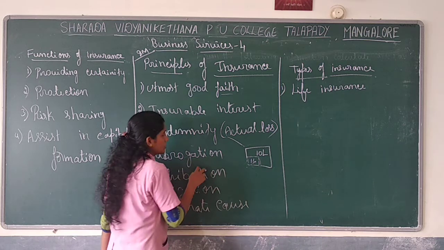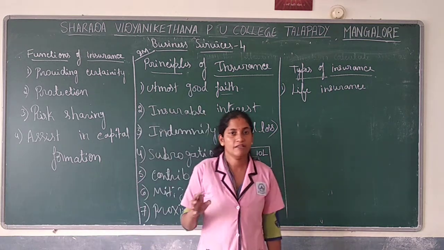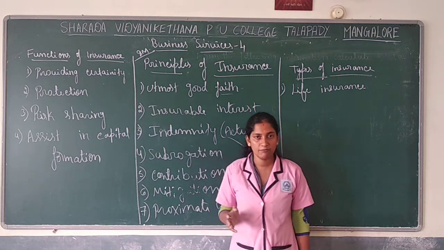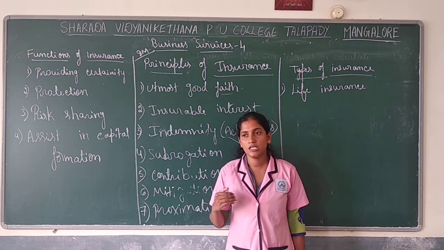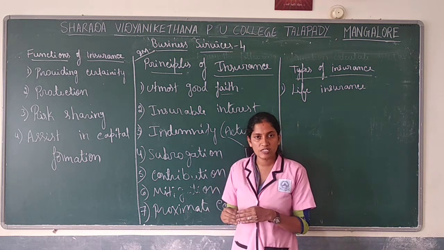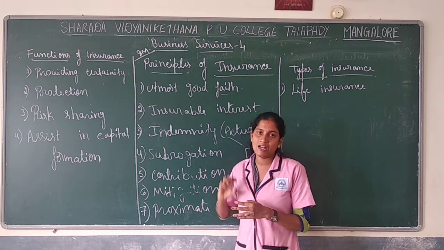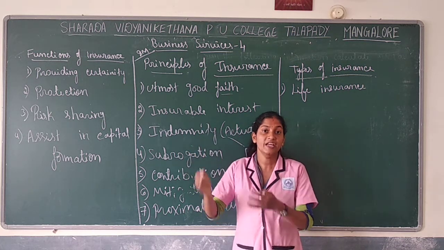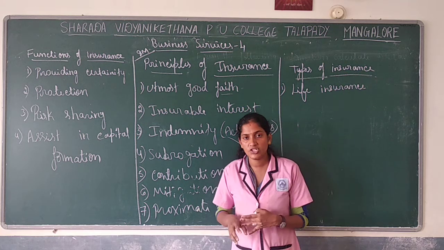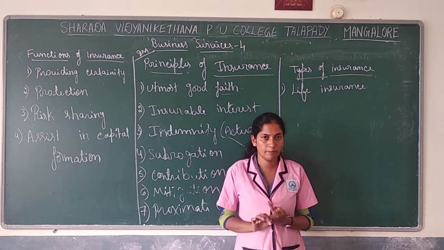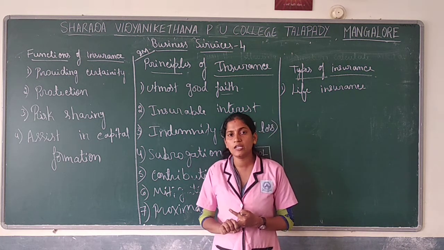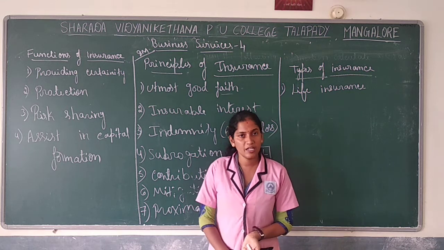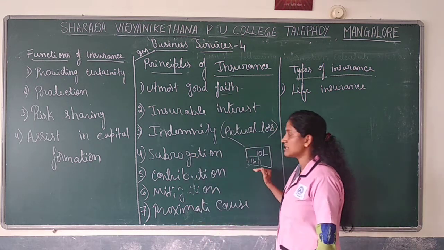That is subrogation. What is subrogation? Subrogation is an extension of the indemnity. Once he covers the losses from the insurance company, the rights are in the hands of the insurance company. The property rights are in the hands of the insurance company till he repairs it, because the insurance company will not allow the person to make any profit. Okay, that is about subrogation.